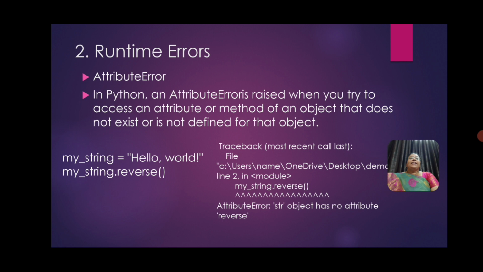The next category of runtime error is attribute error. In Python, an attribute error is raised when you try to access an attribute or method of an object that does not exist. my_string = "hello world", my_string.reverse(). Here there is no attribute with the name reverse, so this is called an attribute error.